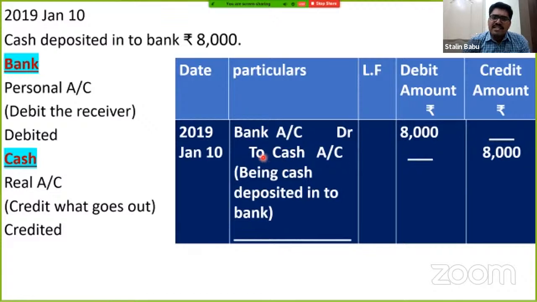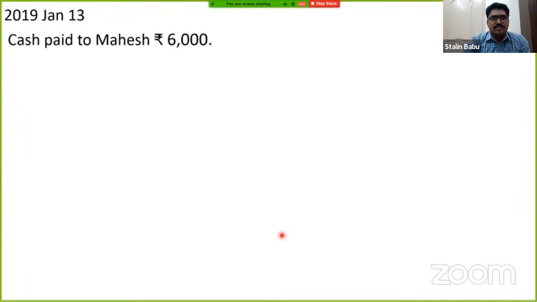And what is the credit transaction? Cash account. So you should not write anything here. Make a small hyphen and write the amount in the credit column, rupees 8,000. What is the narration? Being cash deposited into bank.